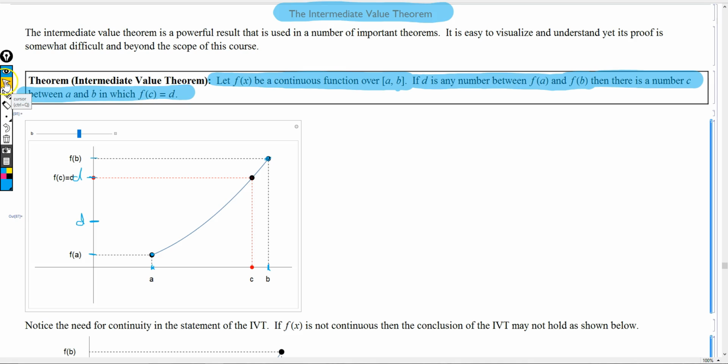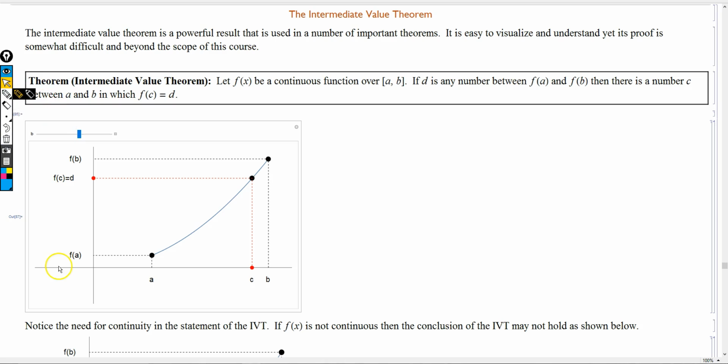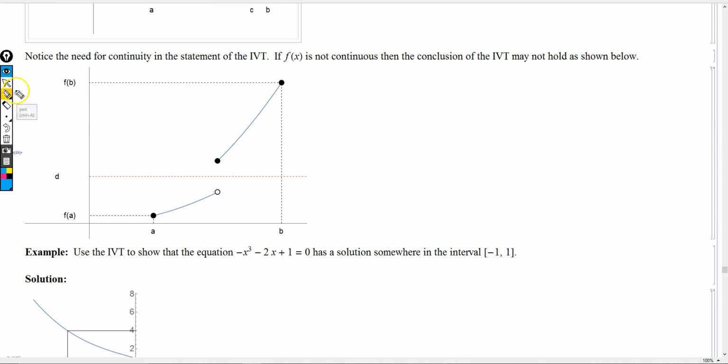If we consider this graph down here, we have the graph of a function from a to b, and notice that this function is not continuous because of this break right here. Right here is f of a on the y-axis, here is f of b. Now notice that we can strategically pick some value d between f of a and f of b such that when we extend a horizontal line across, we never touch the graph of the function. And so that means that there is not going to be a c value in which f of c equals d. And so that's why you need continuity in the statement of the intermediate value theorem.